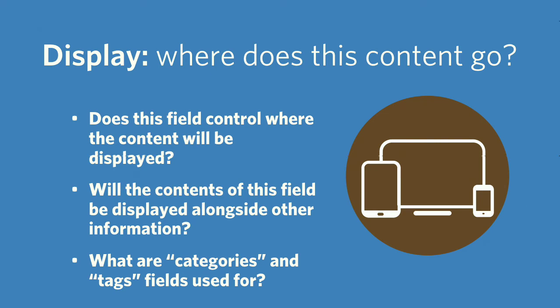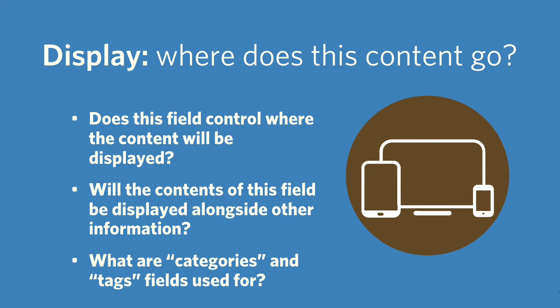A thing that's very helpful is to remind people if this field is going to control where content will be displayed. For example, does putting something in a particular category mean it's going to be pulled over to certain calendars or to different areas of the site? Will the contents of this field be displayed alongside other information? So if you have a teaser field and a full description field, do you stack those in the full view? If you said the same thing in both of them, that would be duplicative and weird. Or is it one or the other? Or can they be duplicative and that's not going to be an odd experience?